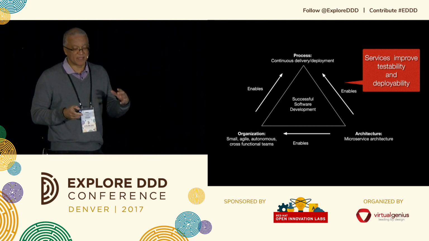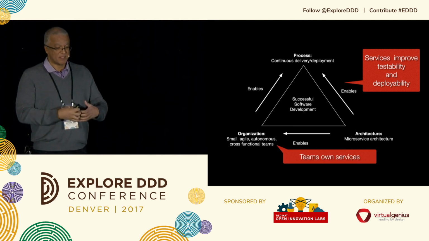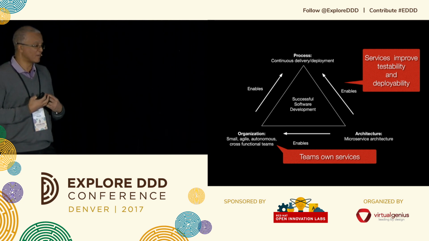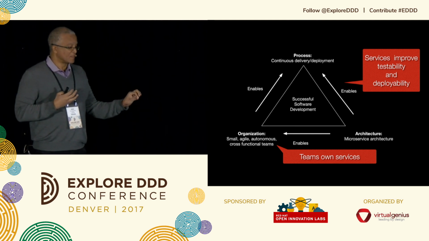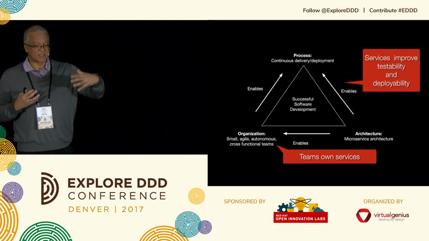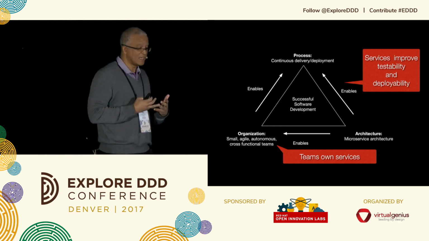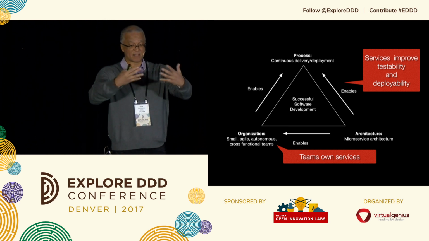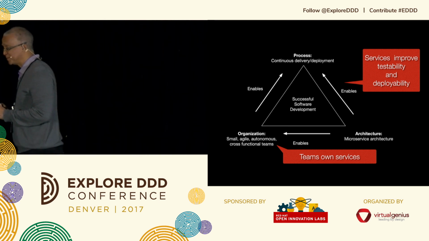It also means that the teams can be truly autonomous. So a team will own one or more services that they can develop, test, deploy, and scale independently of any other services and any other teams. So it enables them to be autonomous, which is another key aspect of continuous delivery and continuous deployment.